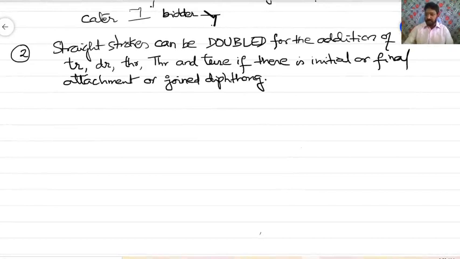Attachment means, what is attachment? Earlier also we have discussed. Attachment, initial or final attachment means circle S, steel hook, R hook, L hook, N hook, F or V hook and joined diphthong. Joined diphthongs are I diphthong and OU diphthong, U diphthong. OU diphthong is not a joined diphthong basically, right? These are all attachment. Now, straight strokes are doubled for thar, dhar and ture.